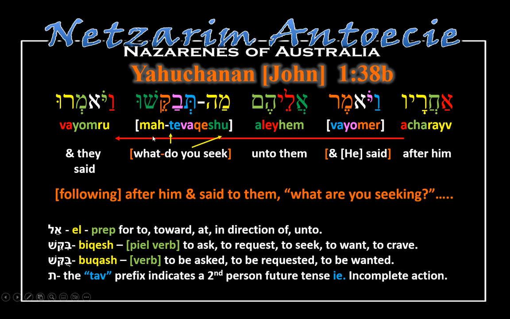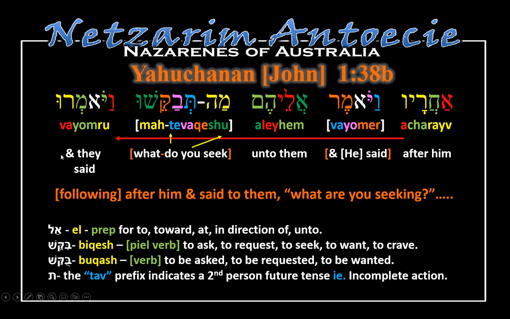Tevakeshu. Ma means what? And then we have the tav there, which is second person. Do. It can mean will or shall, because it's an imperfect, so therefore do. And of course the u at the end is you, because the u can be third person they, but in this case it's you. And that's told to us by the tav at the beginning. And we have the root word, which is bikesh, a piel verb, to ask, to request, to seek, to want, to crave. So do you seek?